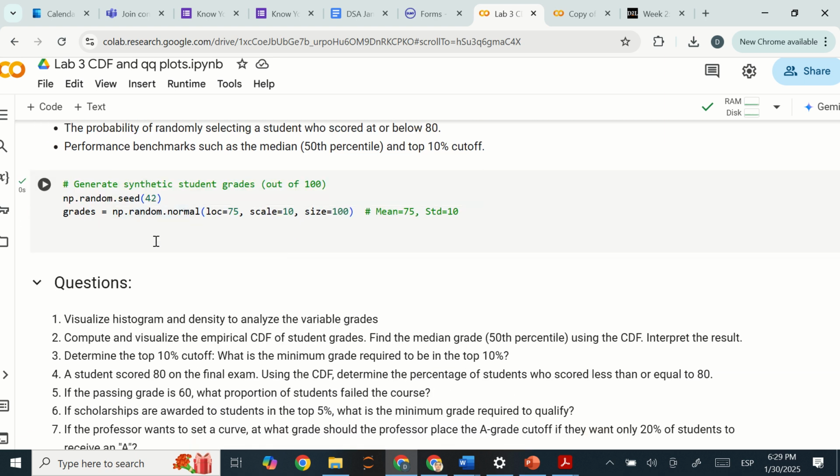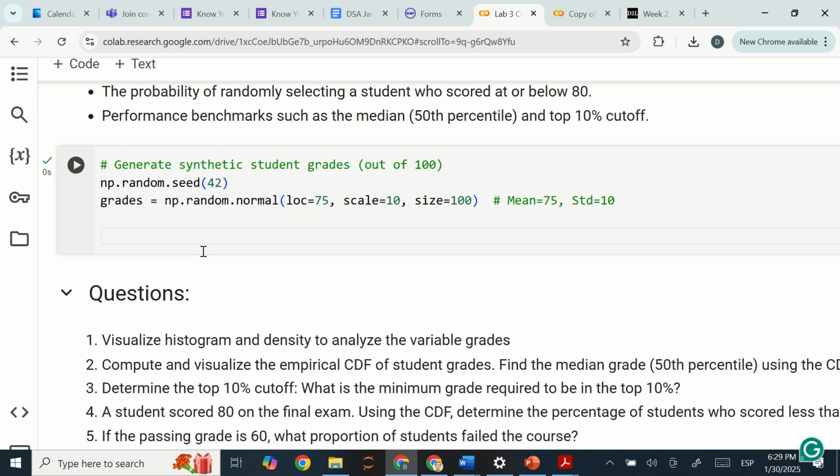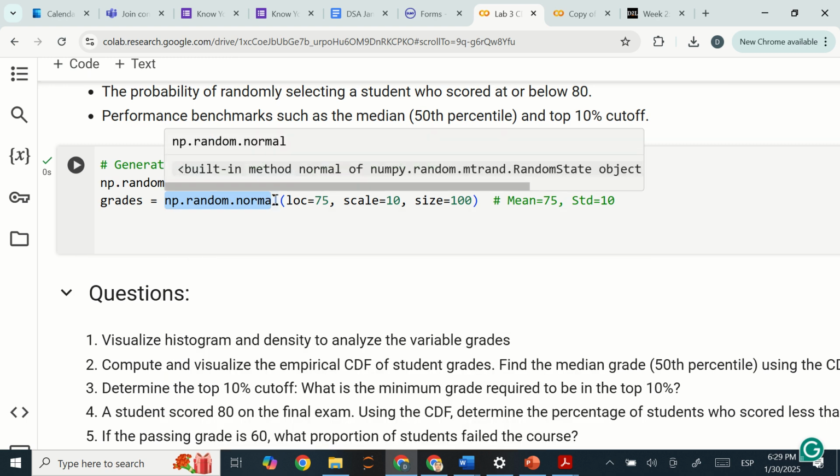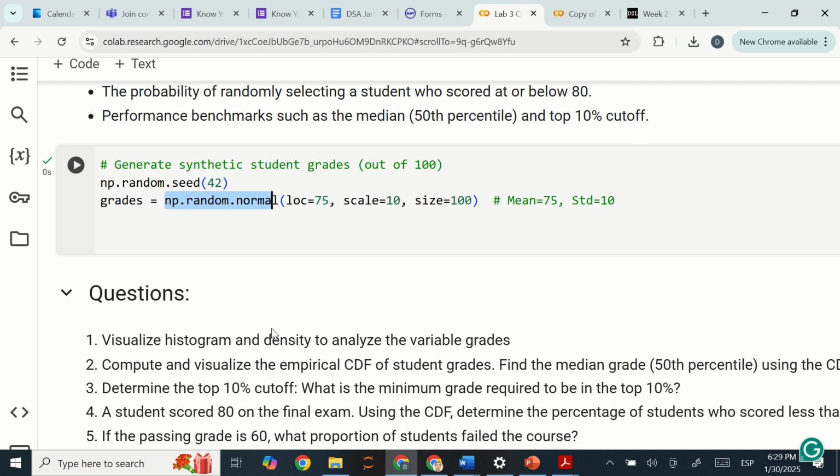So first thing that we need to do is to generate our data, the grades. There are multiple ways to do this. Here we're using NumPy, np, that's why you see this library here. And we get access to the random module, and over there you will find the different probability distributions. Now, you can generate numbers using different libraries. For example, SciPy is another alternative, which is also popular.